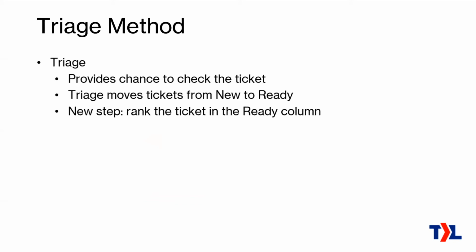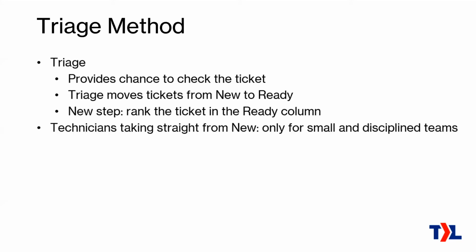What I mean is you can keep most of the key things that you already do with the Kanban method. You would have a new step. Basically on the Kanban board, what would happen is that when you do the triage process, the ticket moves from new to ready. And that's the stage there. The new step would be to rank the ticket in the ready column.